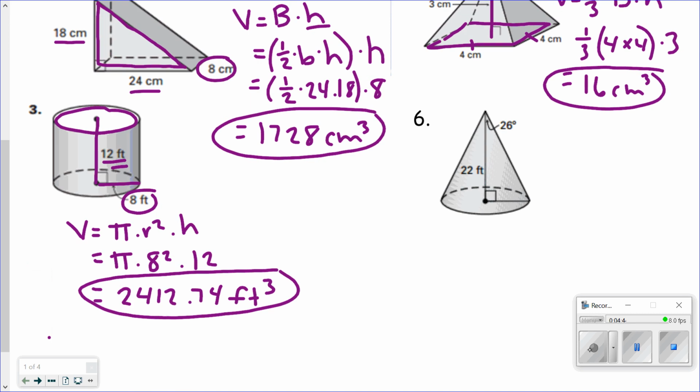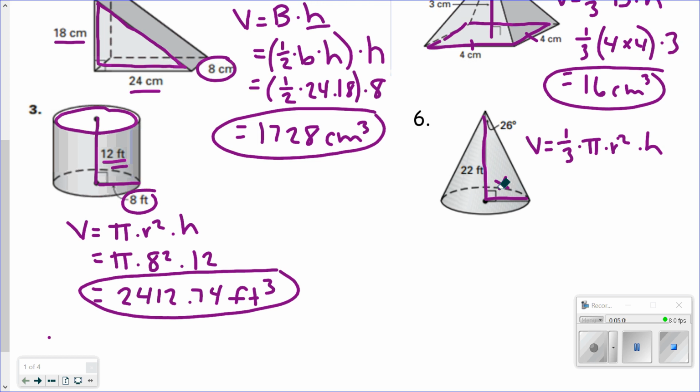And for the last problem here, we have a cone once again. So we know that the volume of the cone is 1/3 times pi times r squared times the height. Well, we do know the height of this cone but we do not know the radius, and I'm going to call this x. So I need to solve for x here.